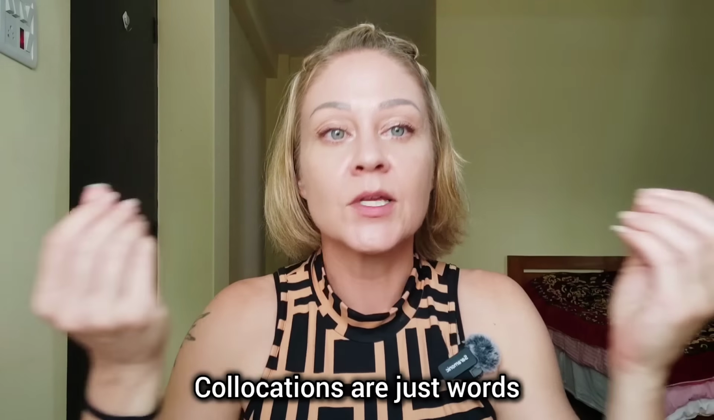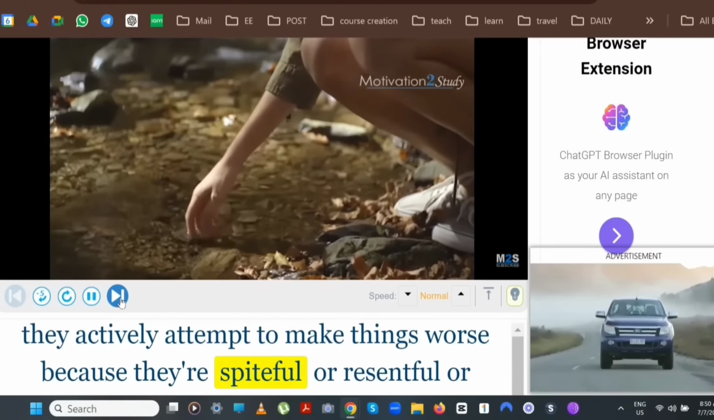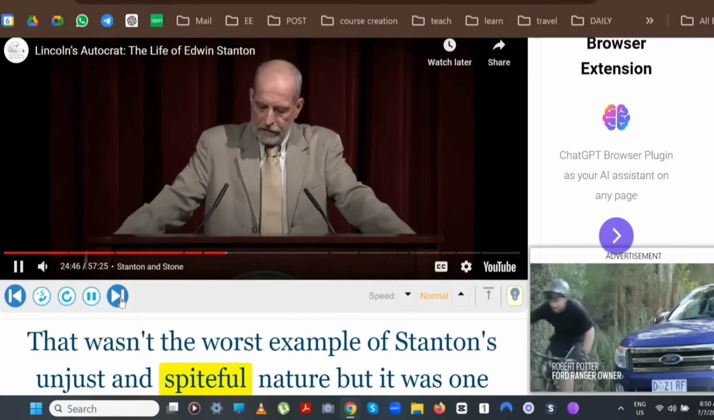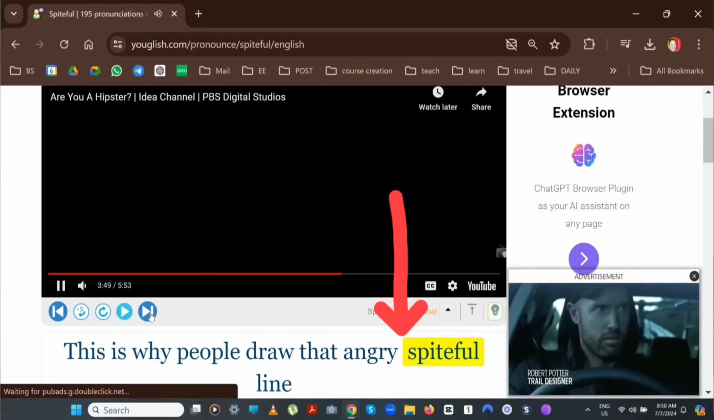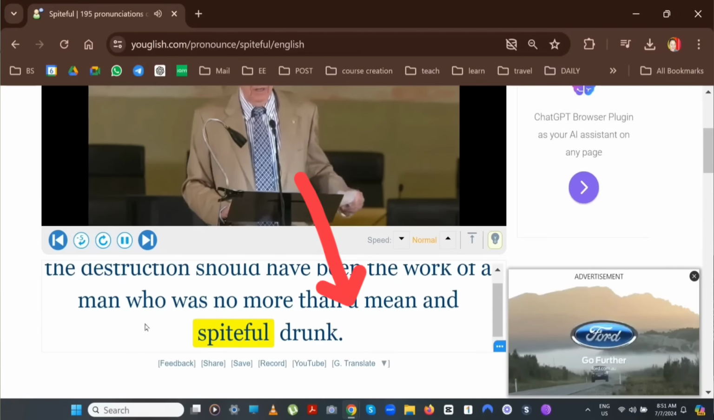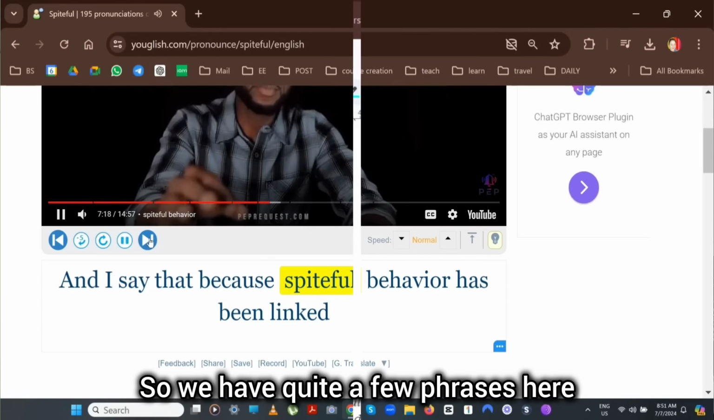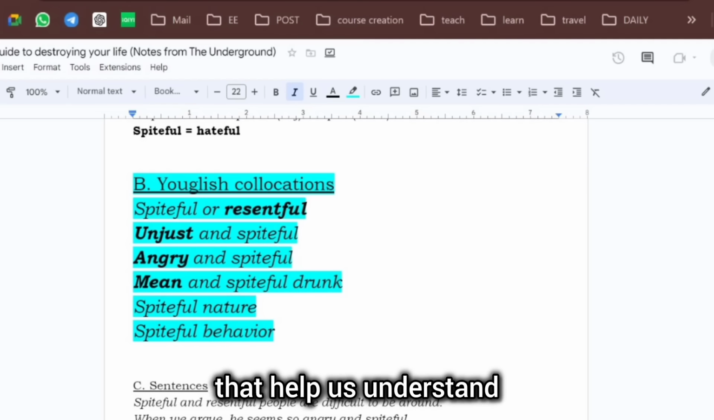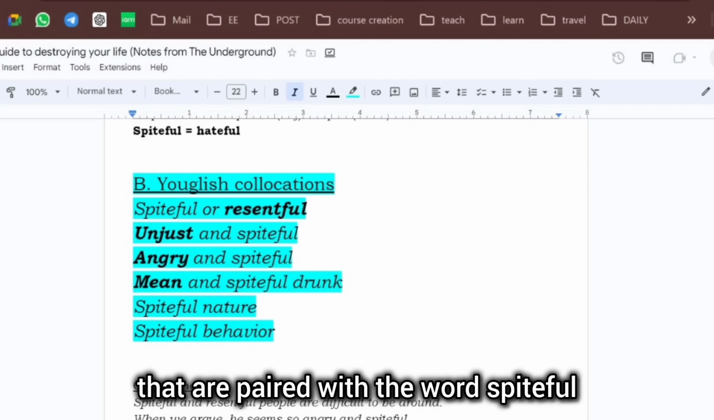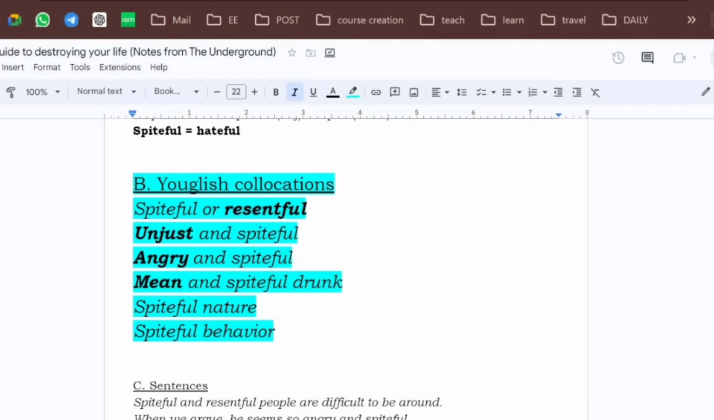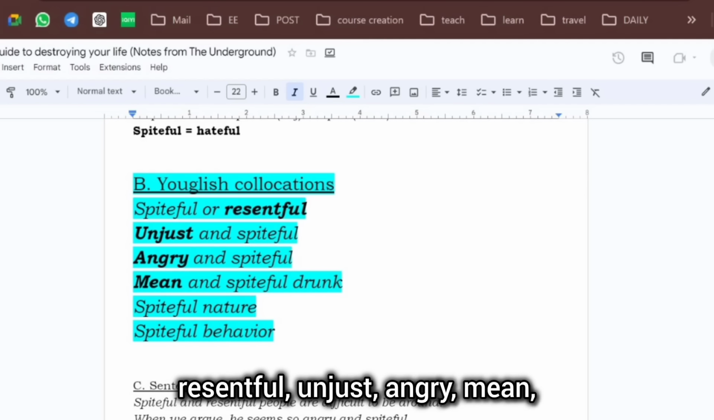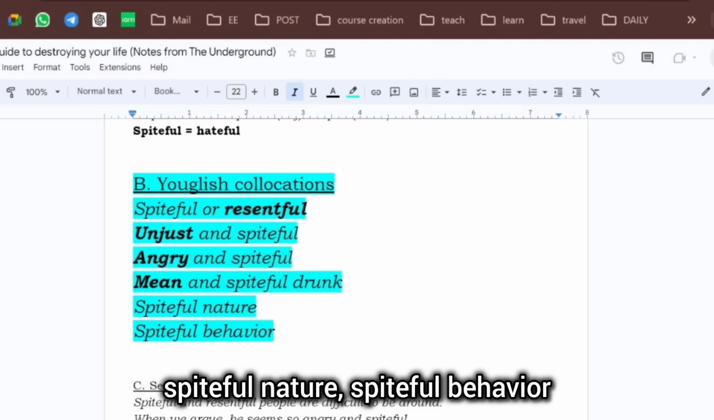Collocations are just words that are commonly used together. Spiteful or resentful, unjust and spiteful nature, angry and spiteful, mean and spiteful drunk, spiteful behavior. So we have quite a few phrases here that help us understand how to use this word and show us other words that are paired with the word spiteful. Resentful, unjust, angry, mean, spiteful nature, spiteful behavior.